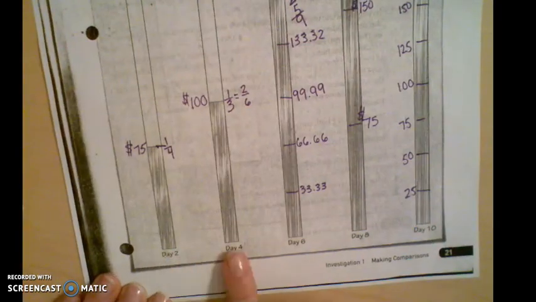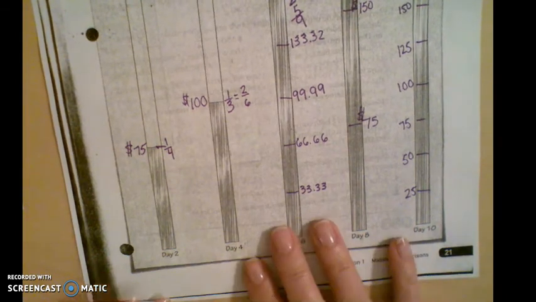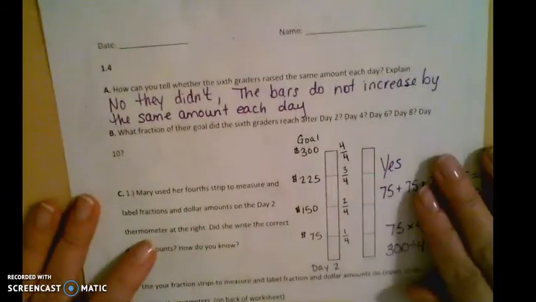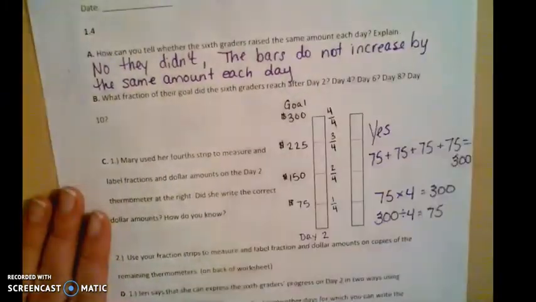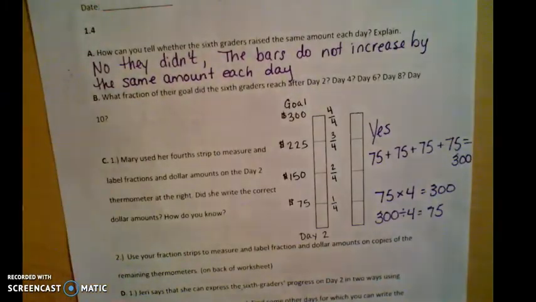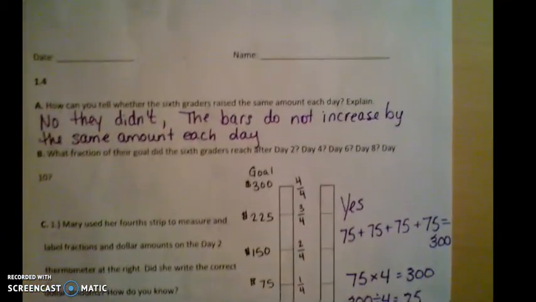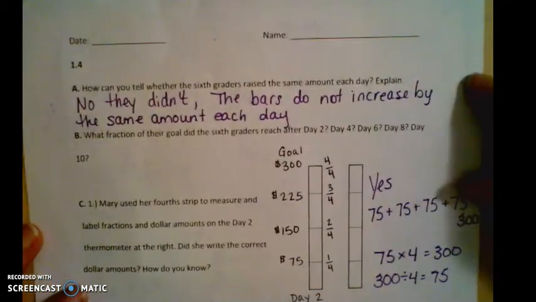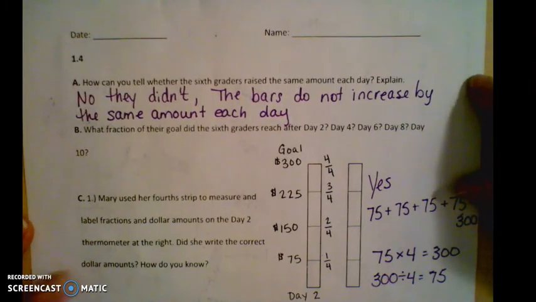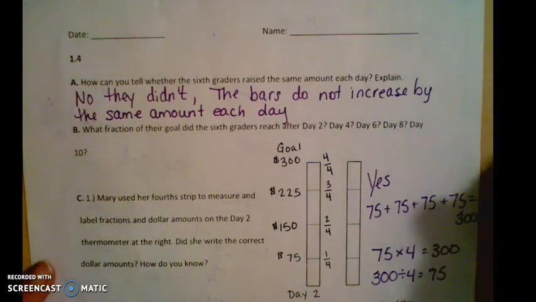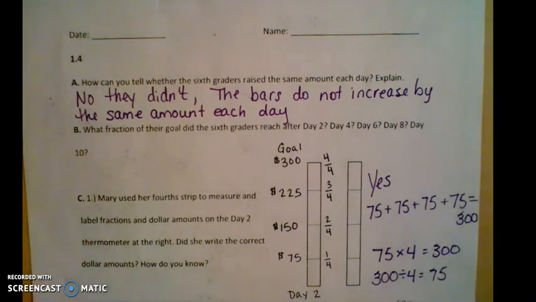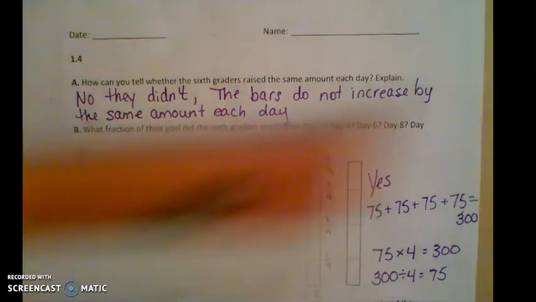So again, it's day 2, day 4, day 6, day 8, and day 10. I'm just going to run through some of the answers that I thought were right, as I worked through this activity. So the first question asks, how can you tell whether the 6th graders raised the same amount each day, and explain? Well, when I looked at the fraction bars, I noticed that the fraction bars didn't increase by the same amount each day.